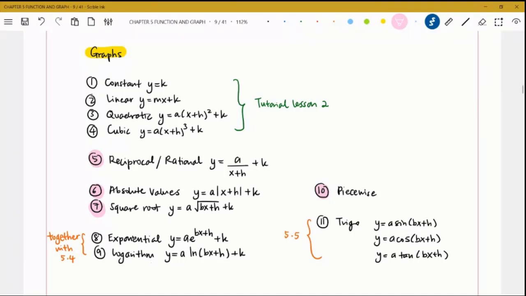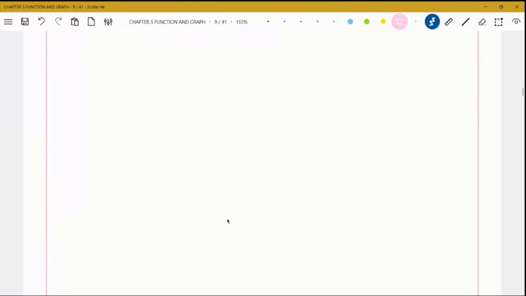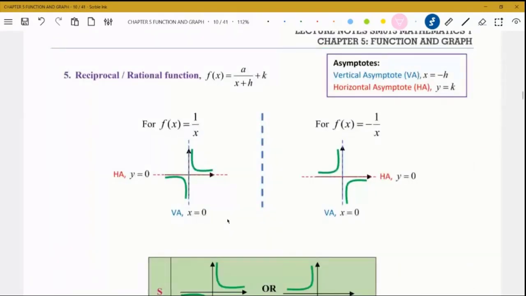Okay, so we go through the reciprocal function, ataupun kita pakai juga nama dia adalah rational function. So I put the function here. We're going to encounter asymptotes, which are vertical asymptotes and horizontal asymptotes, which graf kamu tak boleh melimpasi asymptotes. Tak boleh limpas tapi boleh menghampiri sahaja. It's approaching towards the line but tak boleh passing through the line. So sebab tu kita perlu ada dotted line.